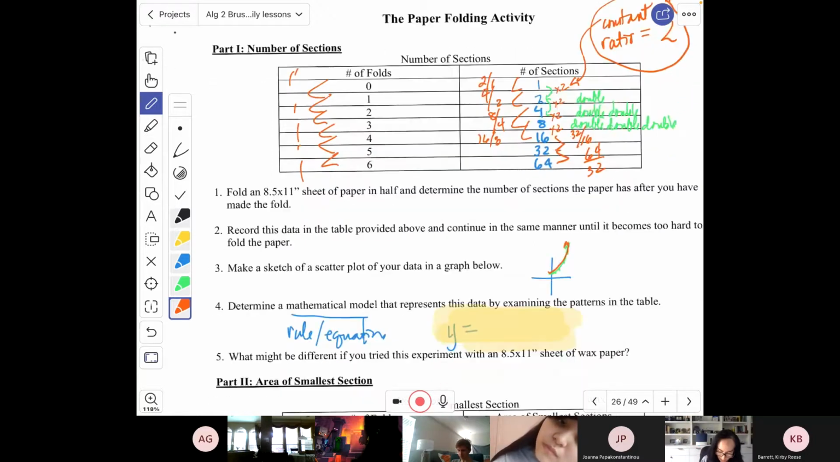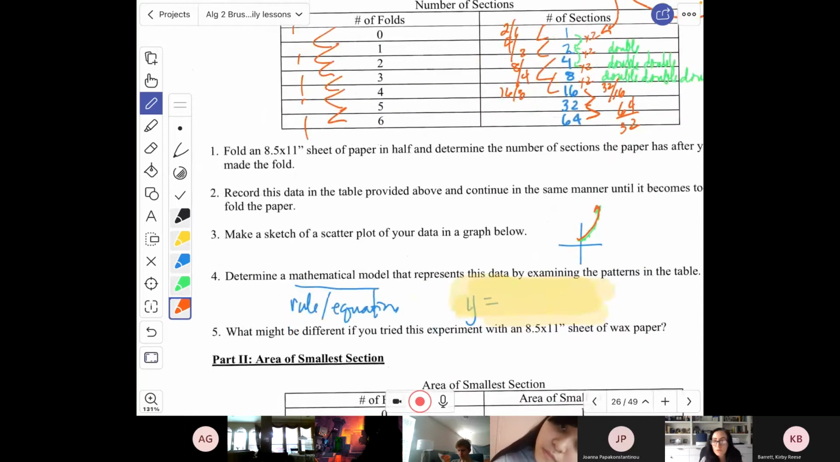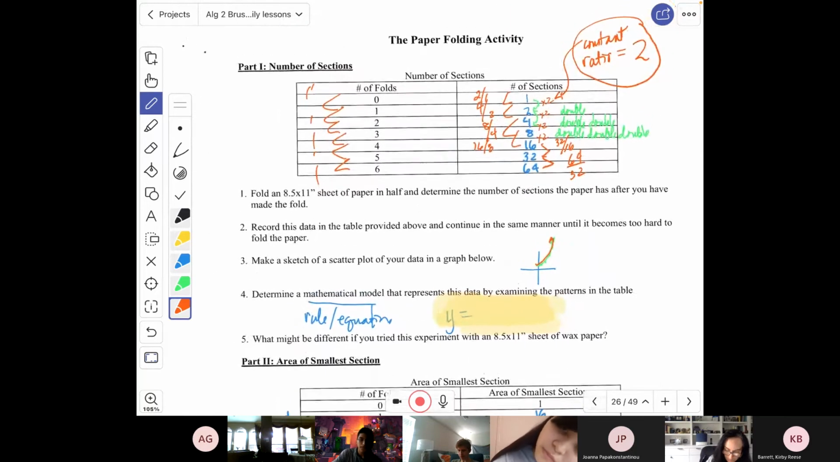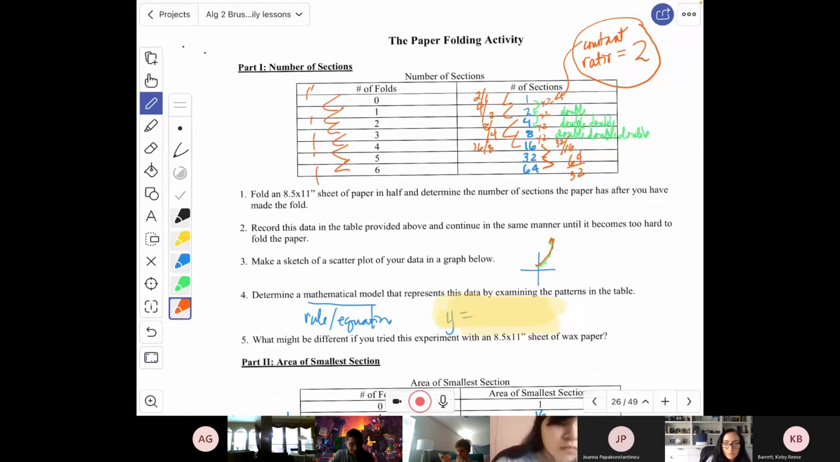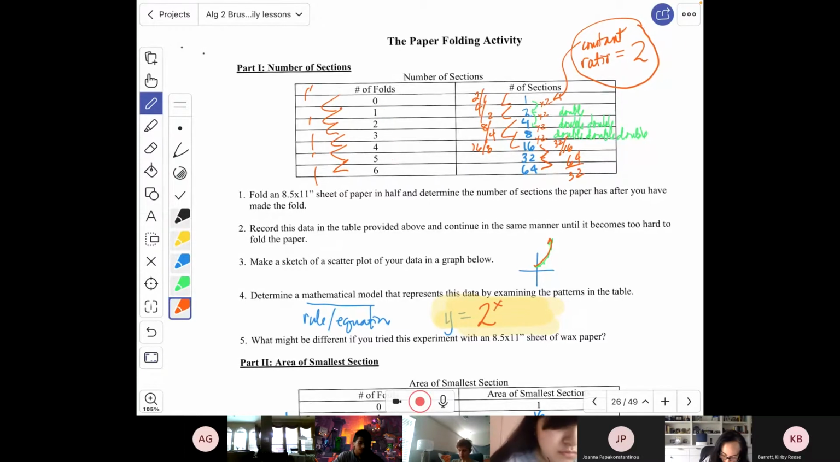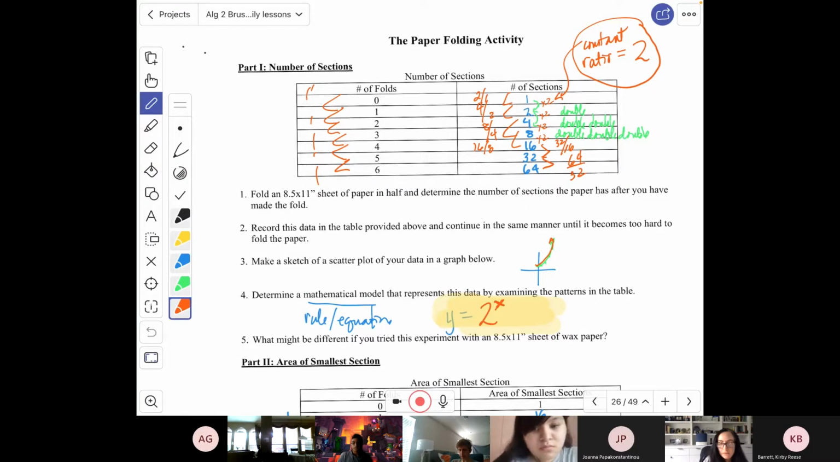Can anybody tell me, Christopher, what rule did you get? I got y equals 2 and is it called an exponent, like on top? Yes. Y equals 2 to the x. Nathan, is that what you got?